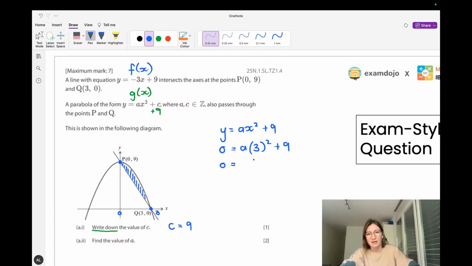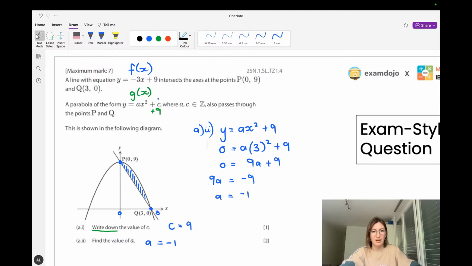Now let's simplify. That's 9a plus 9. So then I get 9a equals minus 9. So a equals minus 1, which, negative, makes sense because it's an upside down parabola. So I can write that there, a equals minus 1, but I need to show this working as well. So make sure you do that full working to get those 2 marks. Okay, so now I have my full graph. So g of x is equal to minus 1, so minus x squared plus 9. And my f of x, we have minus 3x plus 9.